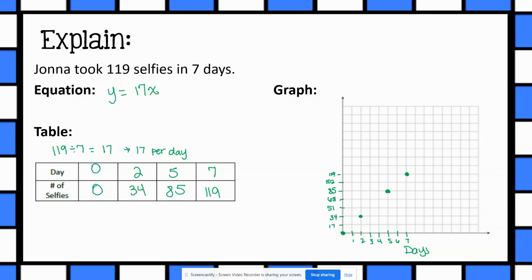So we can see that there's a straight line here and it goes through the origin. So is this a proportional relationship? Yes. And we know that that's true because this is a straight line that passes through the origin.